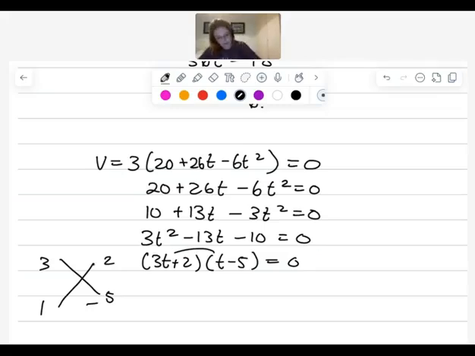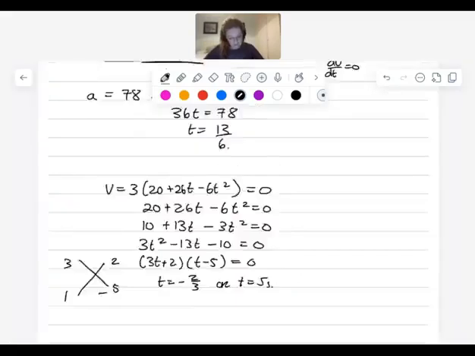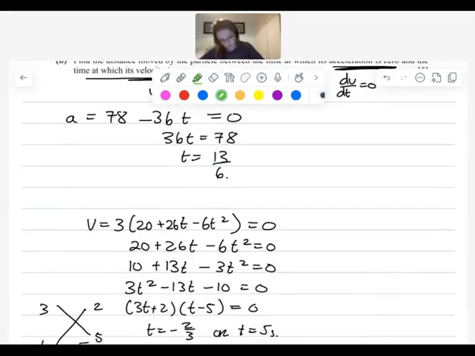Okay, always double check. So I'm just double checking in my head there. So time is minus 2 over 3, or time is equal to 5. Okay, so it must be 5 because we can't get a negative time. Okay, so we're going between our 2 time points, this one and this one.